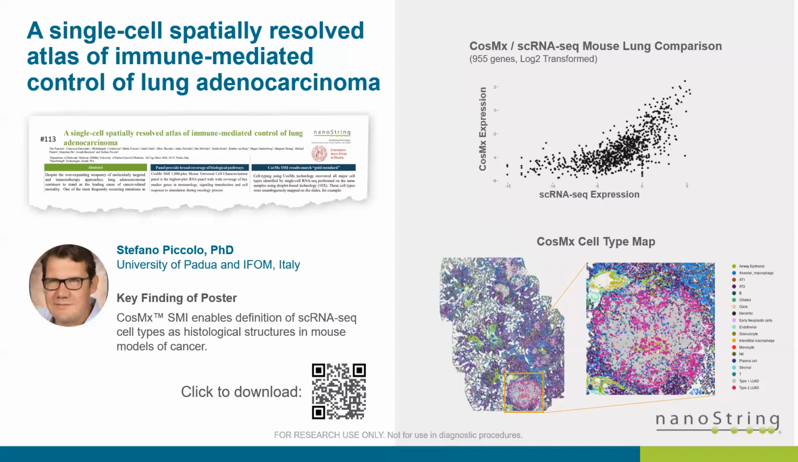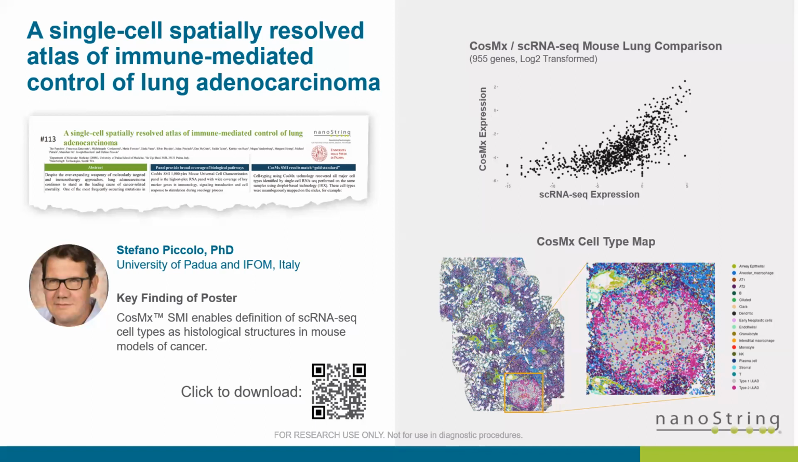This is one study example looking at the mouse universal cell characterization panel. The link is there. It's available to be downloaded. So this is actually looking at immune-mediated control of lung adenocarcinoma. And there was a nice comparison of being able to compare to single-cell RNA sequencing mouse lung data sets that were developed as well. And of course, what you're gaining out of CosMx is not only the quantification of these specific genes, but you're also placing a home of the particular cells within tissue and then the genes within those cells. And so this is a really nice CosMx cell type map that's performed on the basis of this 1000-plex panel as well.